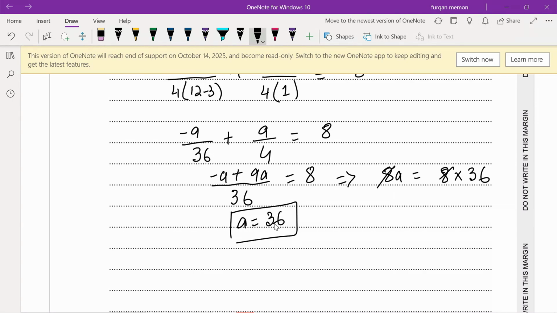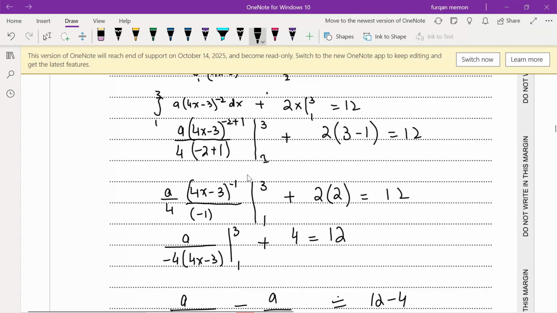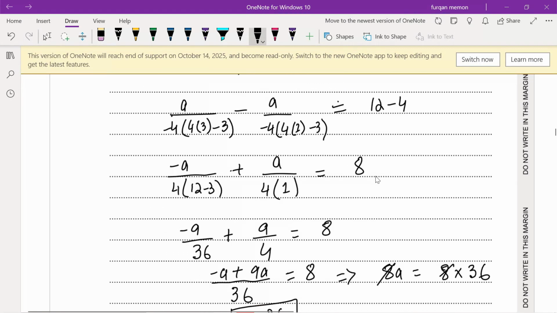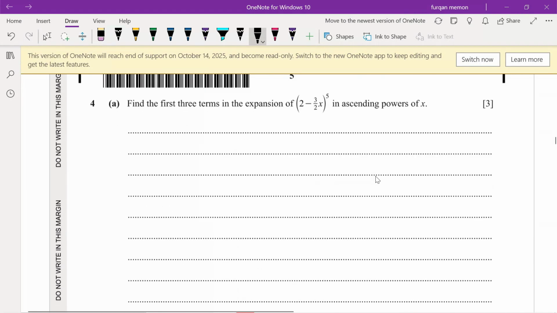So we have calculated the value of a, which was required. So let's move to question number 4.